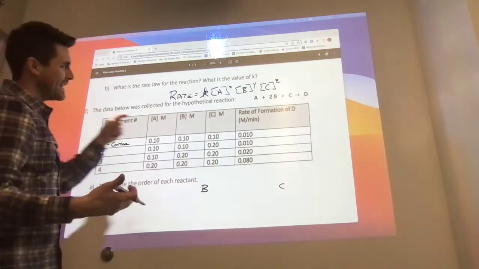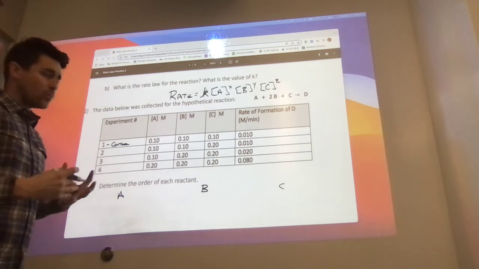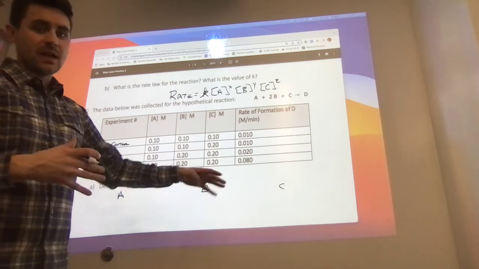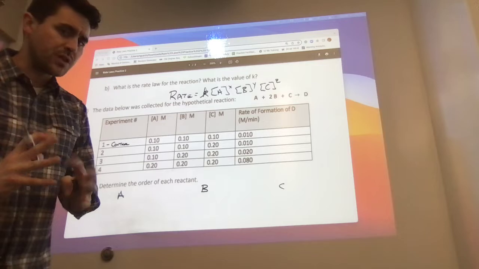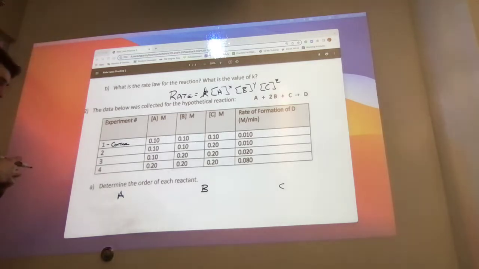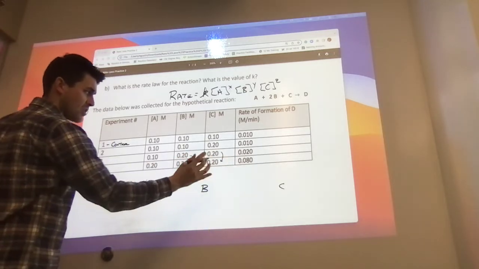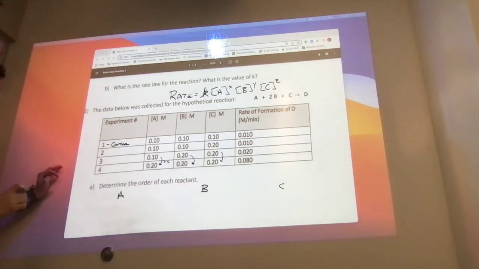When I'm trying to analyze A's impact on the rate, I want to find two trials that change A while holding B and C constant. I want to control B and C so that the changes in rate I see are only associated with A. So let's find that first. It looks like if I take trials 3 and 4, where B and C are constant and A is doubled, I'll be able to use these two experiments to determine the order for A.